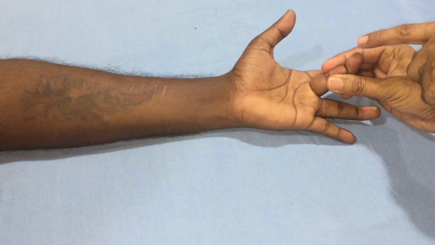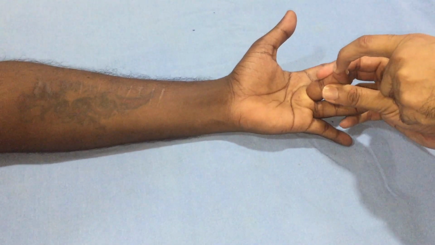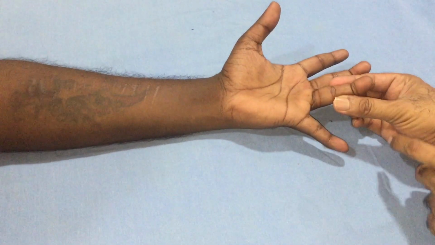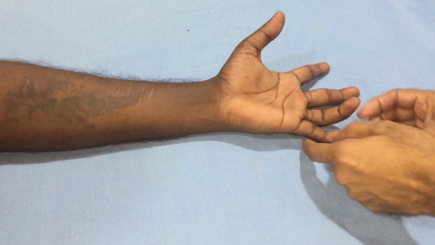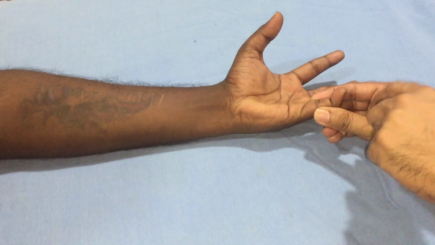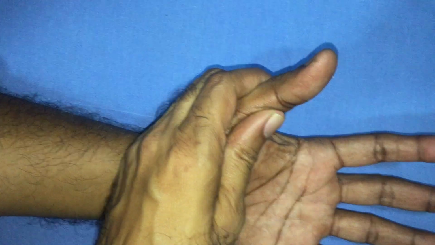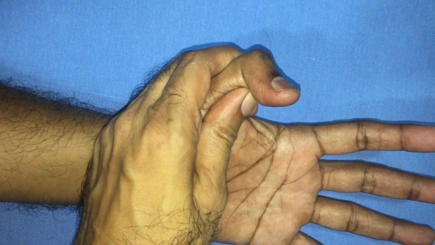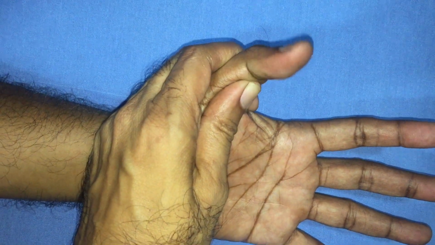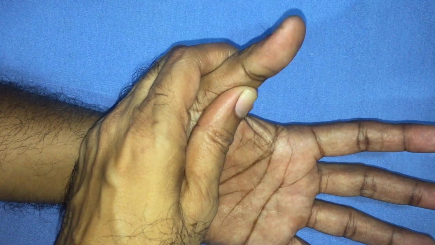Similarly, the FDP of the middle, ring and little fingers can be tested by stabilizing the middle phalangeal region. But it is important to check the tone of the DIP joint of the finger when this test is done. The flexor pollicis longus, which acts by flexing the interphalangeal joint of the thumb, is tested by stabilizing the proximal phalangeal region and asking the patient to flex the interphalangeal joint.